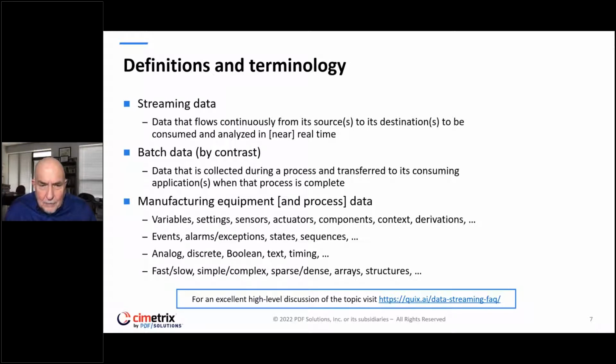And so for a good, deeper, but still high-level discussion of this topic, I've put a link down there on the bottom that's a good layperson's description of all this.